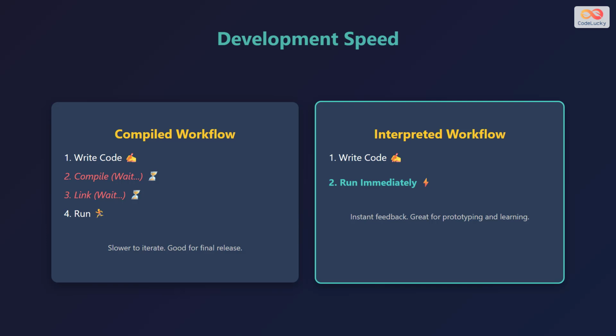But speed is not just about raw execution. There is also development speed. With compiled languages, every small change you make requires you to wait for the code to recompile, which can be slow for large projects. With interpreted languages, you can change a line of code and run it instantly. This instant feedback loop is fantastic for learning, prototyping, and testing ideas quickly.